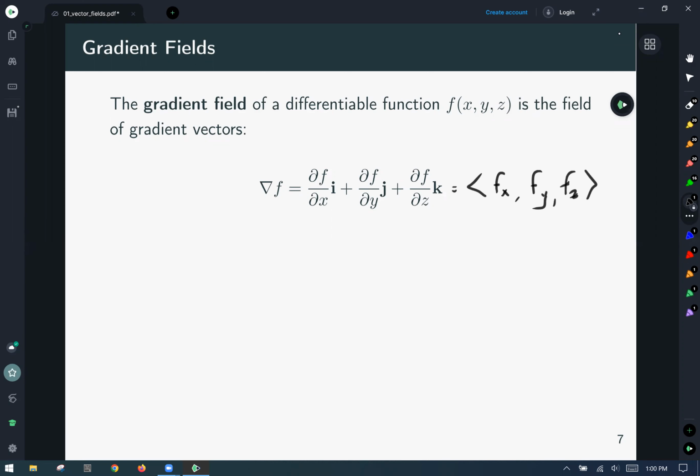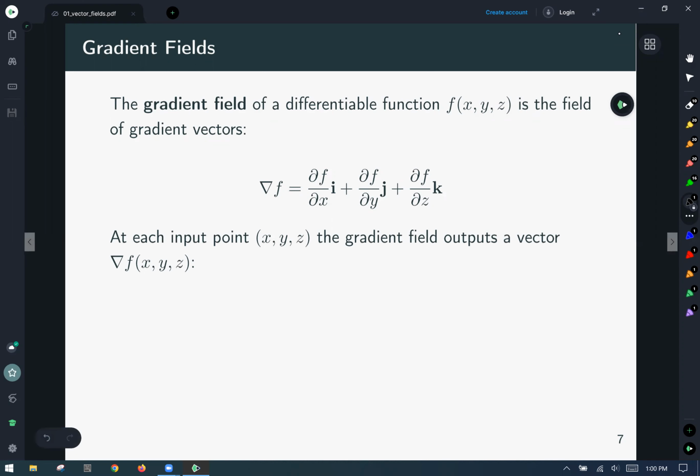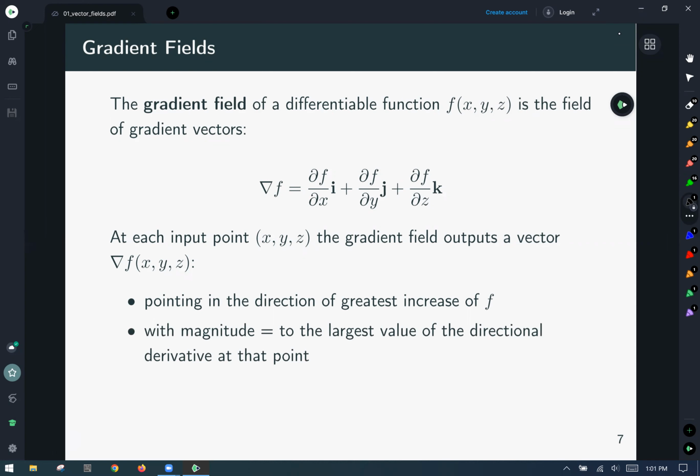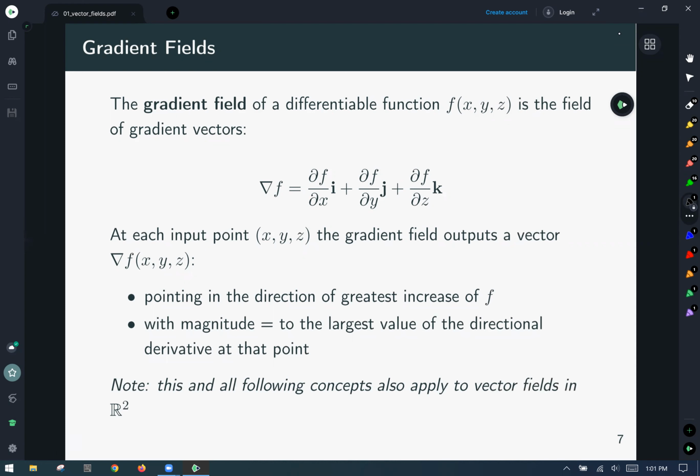So the gradient field of a differentiable function: if we have a scalar function, the gradient vector we've seen before and are used to working with actually gives us a field, and we call this the gradient field. At each input x, y, z, and this idea does extend down into the plane as well, we just chop off that z component, the gradient field outputs a vector. And what do we know about that vector? Well, we know that it points in the direction of the greatest increase of our function, and its magnitude is equal to the largest value of the directional derivative at that point. Notice that all these concepts extend to R2 as well. I just haven't typed them out.